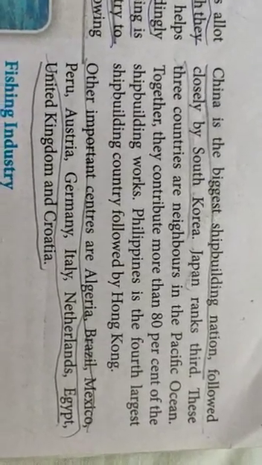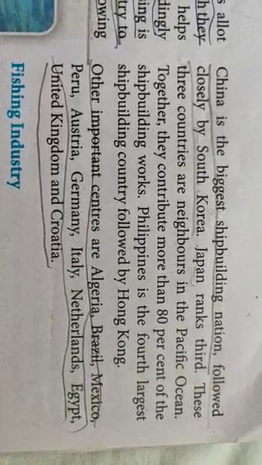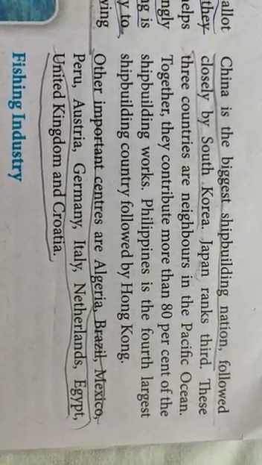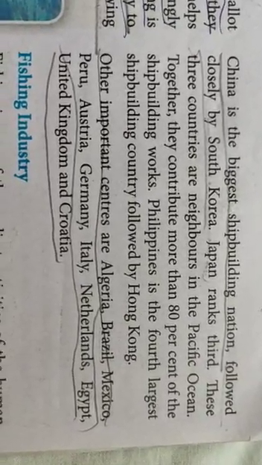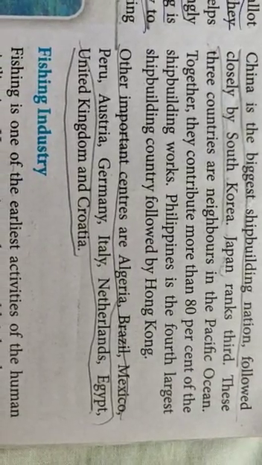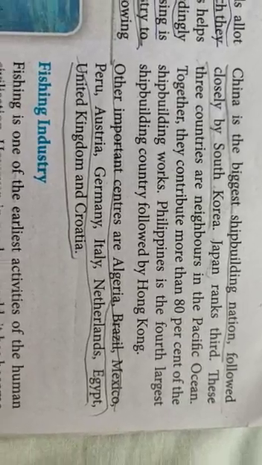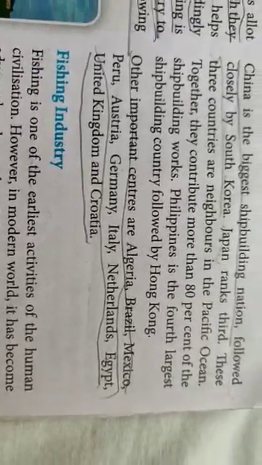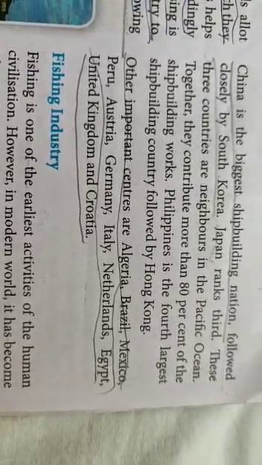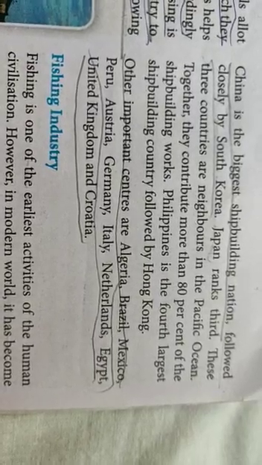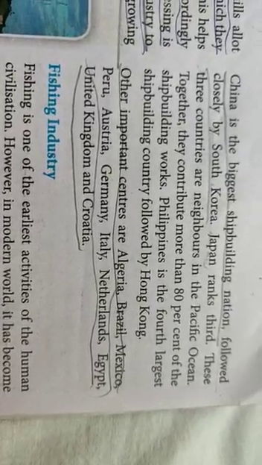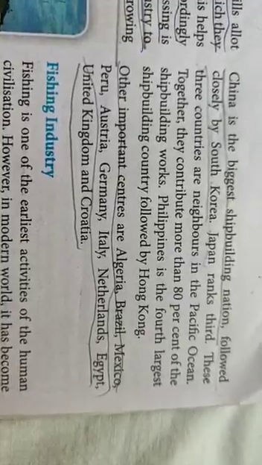Japan ranks third. These three countries are neighbors in the Pacific Ocean. Together, they contribute more than 80% of the shipbuilding works. Philippines is the fourth largest shipbuilding country, followed by Hong Kong. Other important centers are Algeria, Brazil, Mexico, Peru, Austria, Germany, Italy, Netherlands, Egypt, United Kingdom, and Croatia.